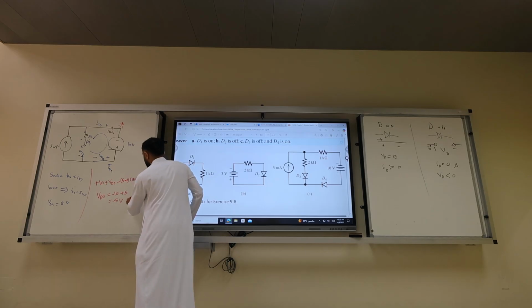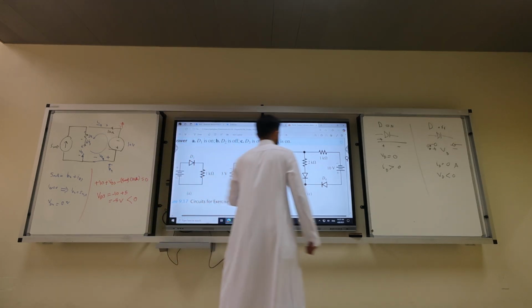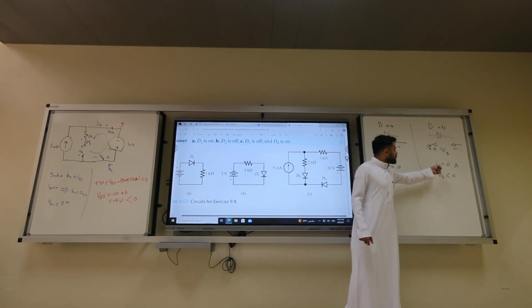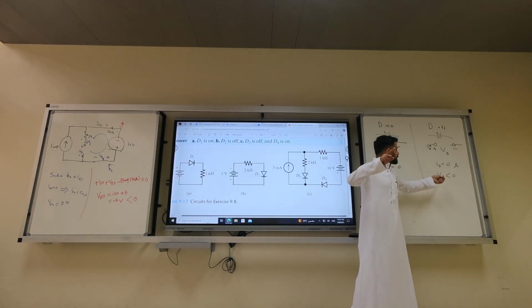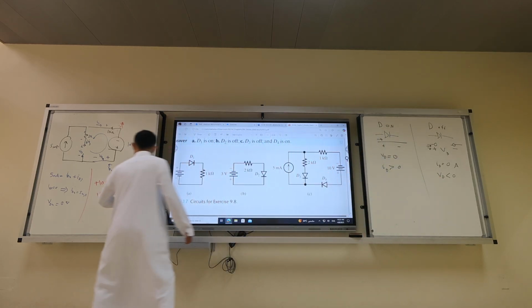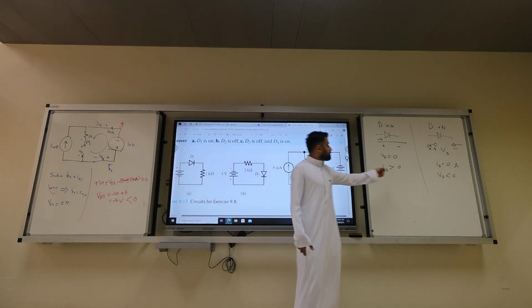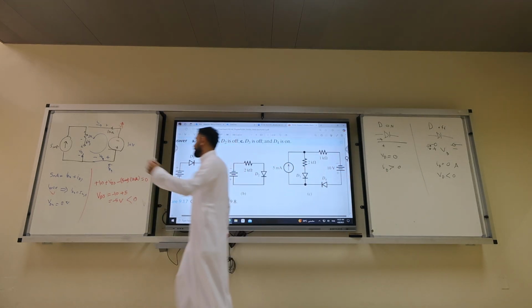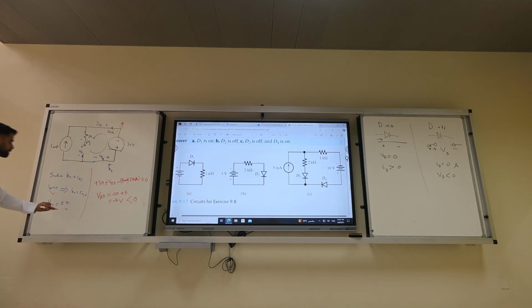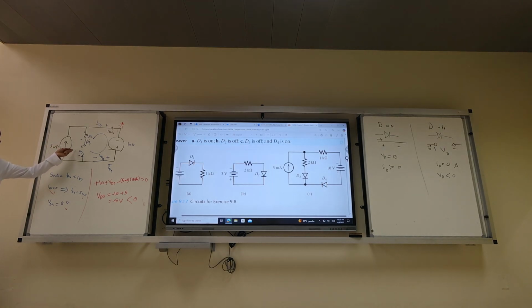Is it less than 0? Yes. So go check the condition. For D3, is ID3 0? Yes. Correct. Is VD3 negative? Yes. Correct. So the assumption is correct for diode number 3. How about diode number 4? Is ID positive? Yes. Correct. Is VD4 0? Yes. Correct. So all the assumptions are correct. And diode 3 is off. Diode 4 is on.